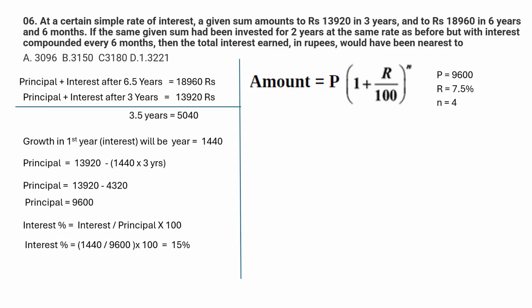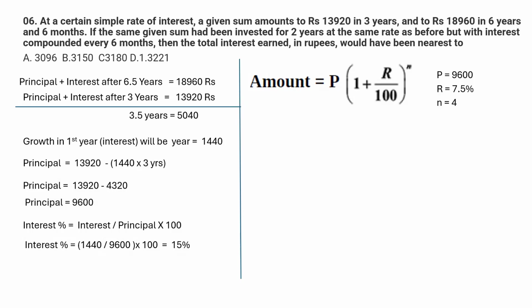Now, simply we have to put this in the formula, and there is a simple way to remember this formula. You are figuring out the amount, right? P is your principal, and in the bracket is 1. So when you multiply P by 1, it will be P again, and then P into R upon 100 to the power N. So you can remember it this way.